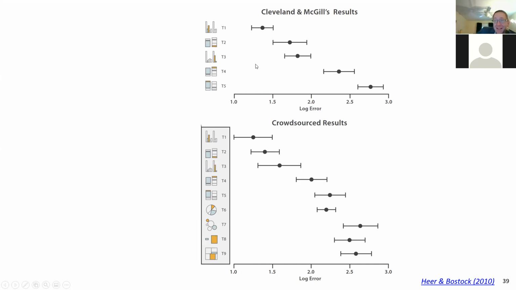But they did the same experiment. They took Cleveland and McGill's results, and then they threw it at Amazon Mechanical Turk. AMT, I think, is what most people will end up calling it. It's essentially get humans to act like a computer. Get humans to do all the heavy lifting.